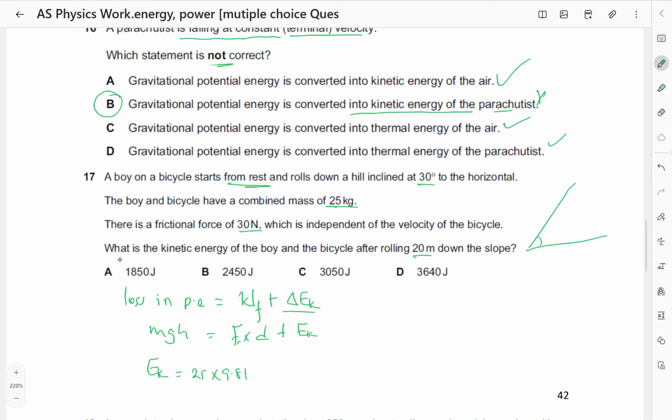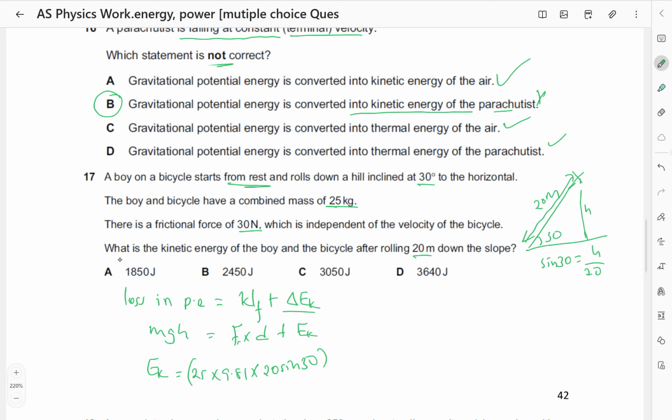This is 30 degrees, and this distance is given as 20 meters. So I want h. So sine of 30 is equal to h over 20. So h is going to be 20 sine of 30. That is the vertical height.